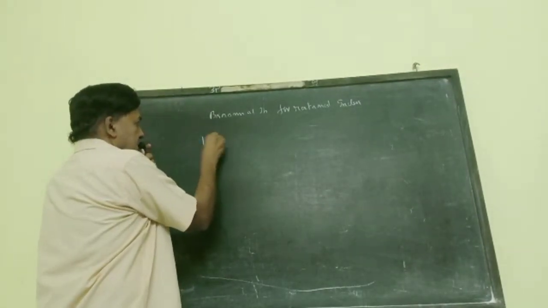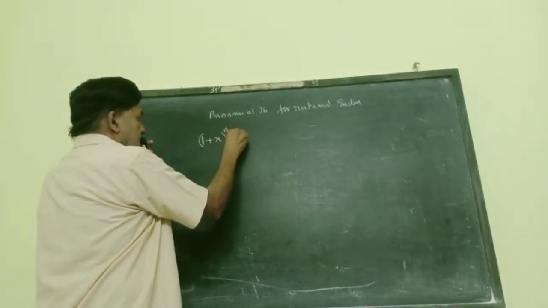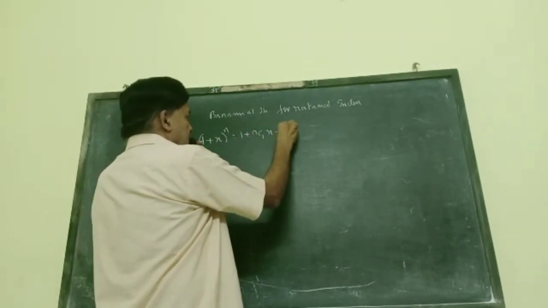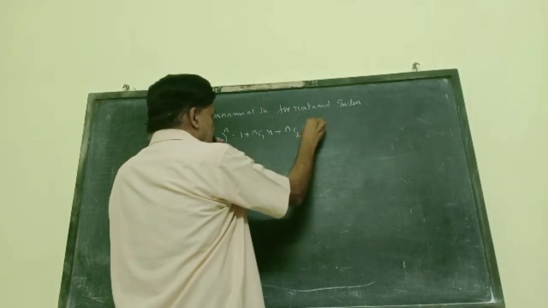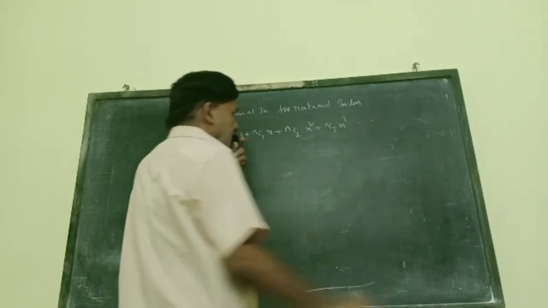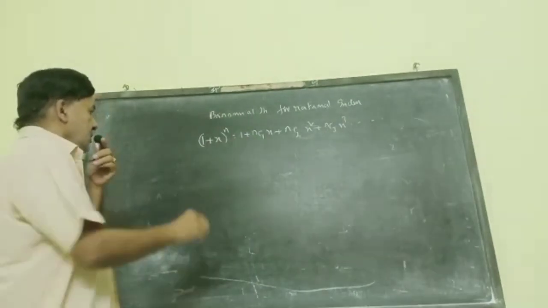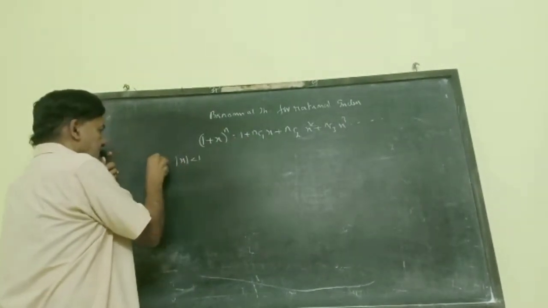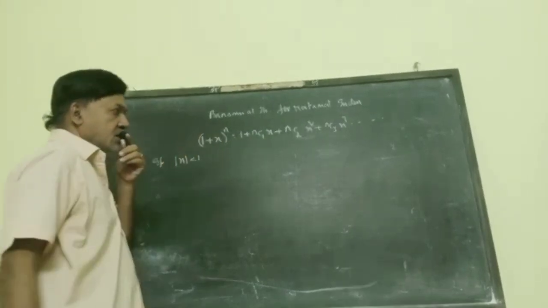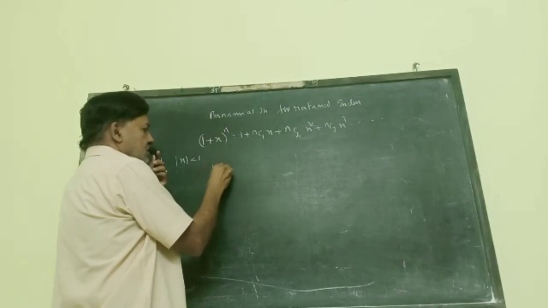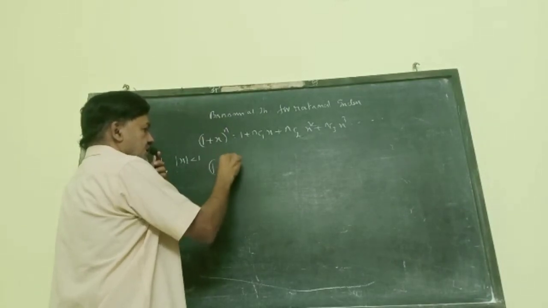(1 + x)^n is equal to 1 + nC1 x + nC2 x squared + nC3 x cube and so on like this. See, if mod x is less than 1, whatever may be the n value, you can expand like this.